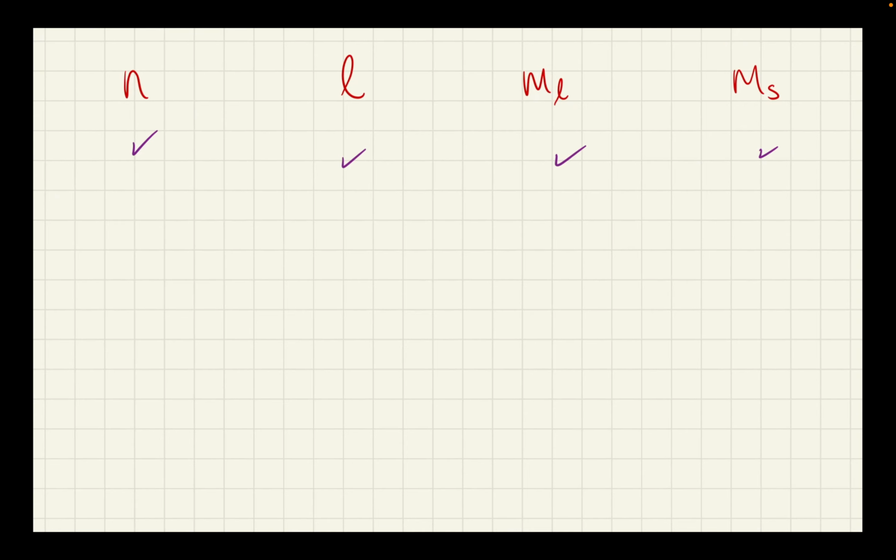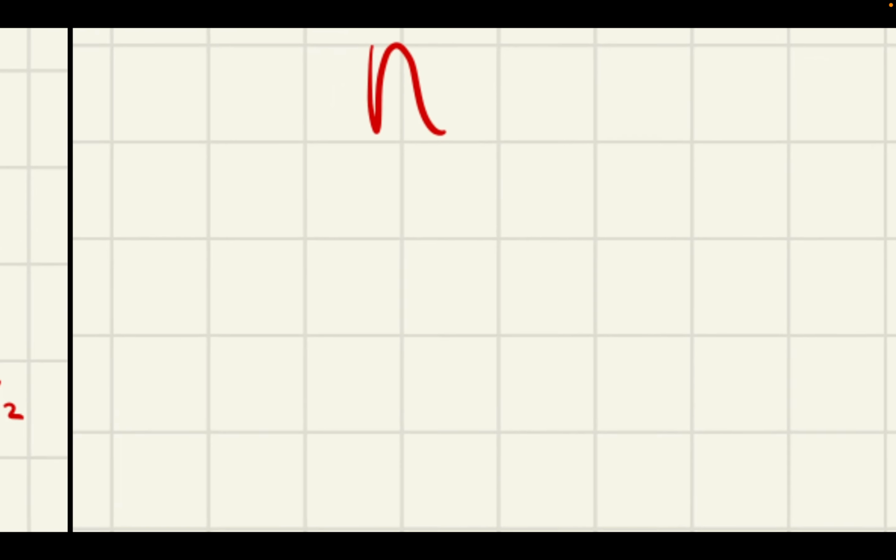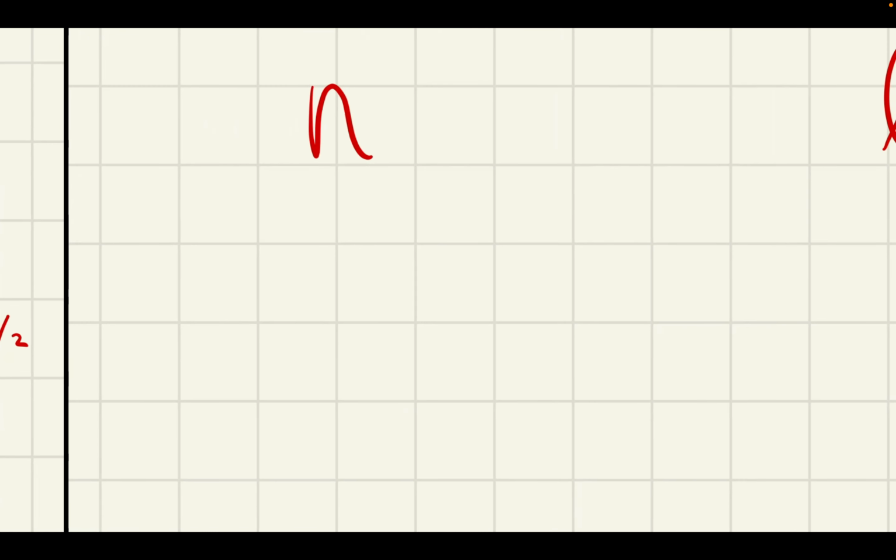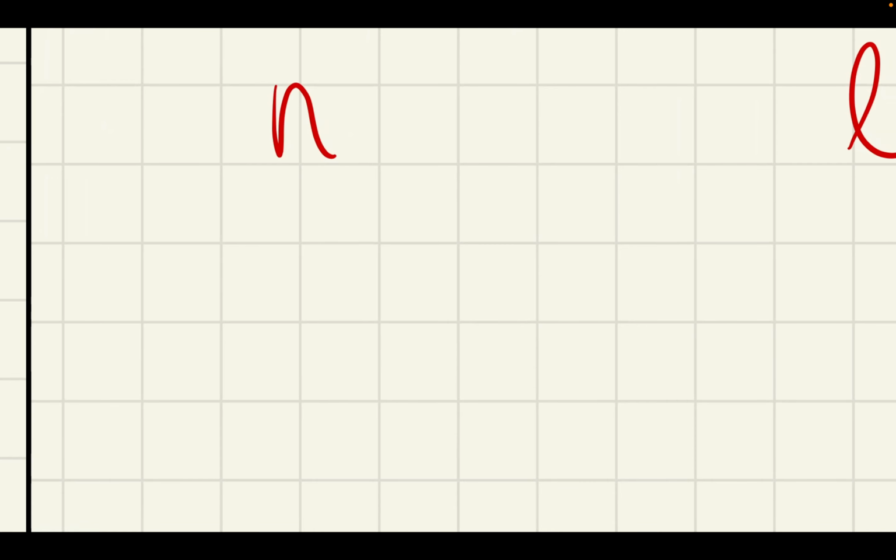And there's this weird number rule for each of them. What are the acceptable numbers? So the first number is n, or the principal quantum number. It's often called the shell or level. It determines the energy of the electron. Every electron has some amount of energy. The bigger the n, the more energy it has. Also, the further it usually is from the nucleus.